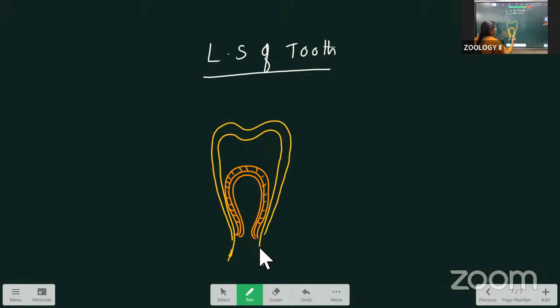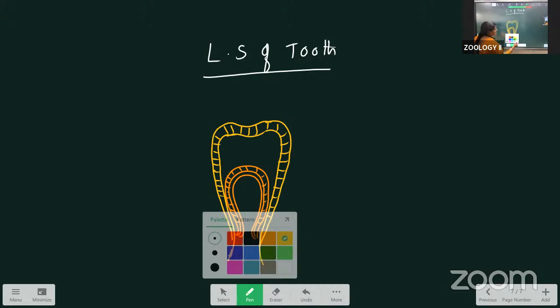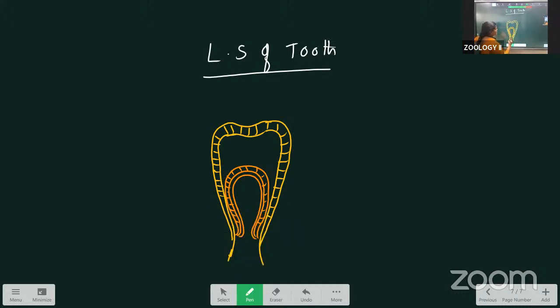This one is the dentine. Just the inner part, you draw it like this. This one is the innermost, the strongest layer, that we call dentine. It is made up of cement. Next, inside of that, the blood vessels enter. Blood vessels and nerves enter inside of this. The pulp cavity is present. This pulp cavity contains the blood vessels as well as nerves. Nerves also enter inside of this.